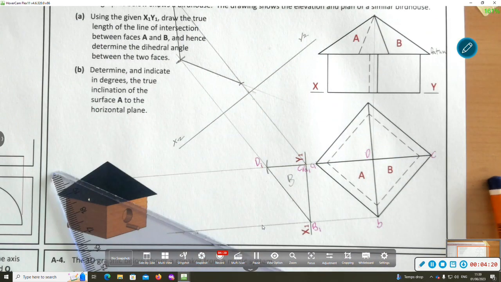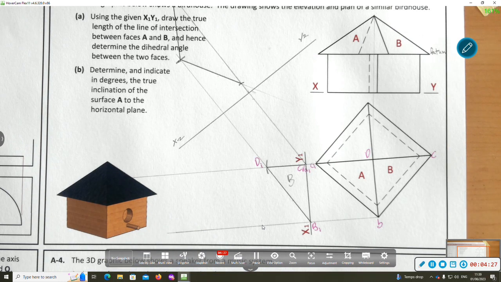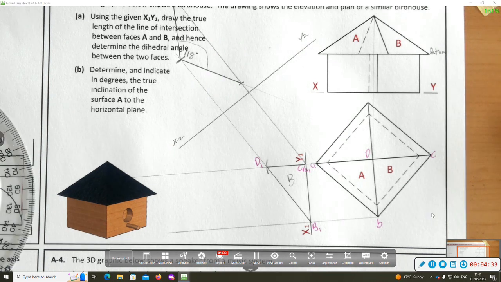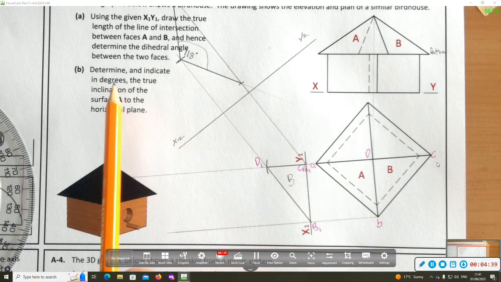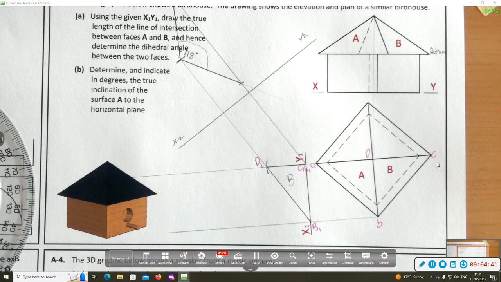And it's good habit always to indicate in degrees the value of the dihedral angle. The value of that angle was 118 degrees. Now, part B, determine and indicate in degrees the true inclination of surface A to the horizontal plane.